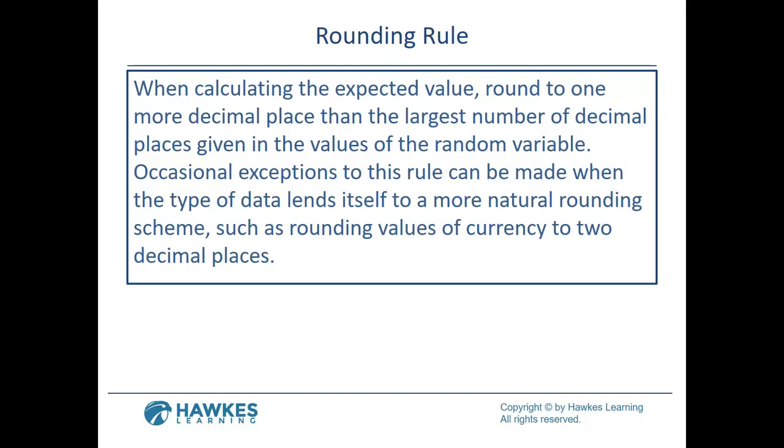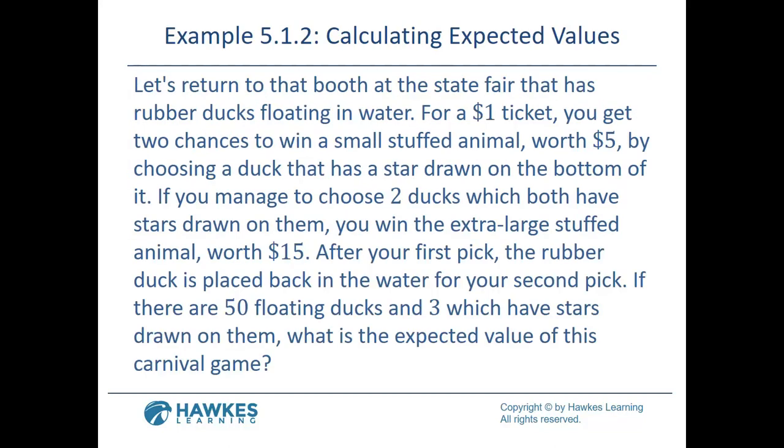Okay, so when calculating the expected value, again, you want to round to one decimal place more than the largest number of decimals in your given data. Again, occasional exceptions are made for this rule, but the majority of the time, this is our natural rounding scheme. Okay, so let's start with a problem.